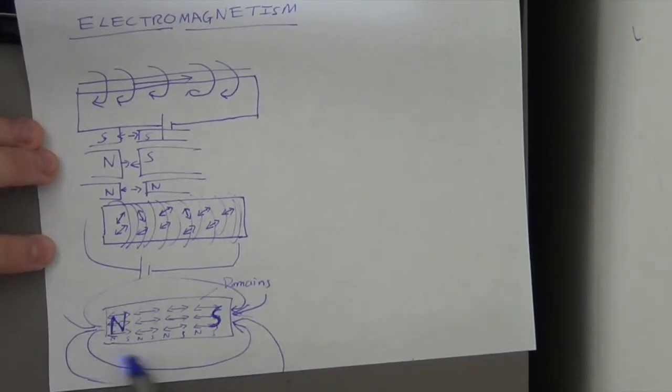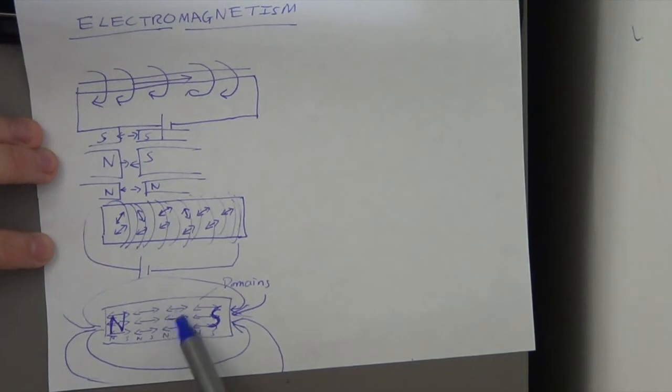So these would be steel magnets, and once they've been magnetized with a wire, all those domains are lined up. You actually can demagnetize some magnets. Sometimes if you bang it hard enough on a hard surface, you can cause these domains to go back to their random order.